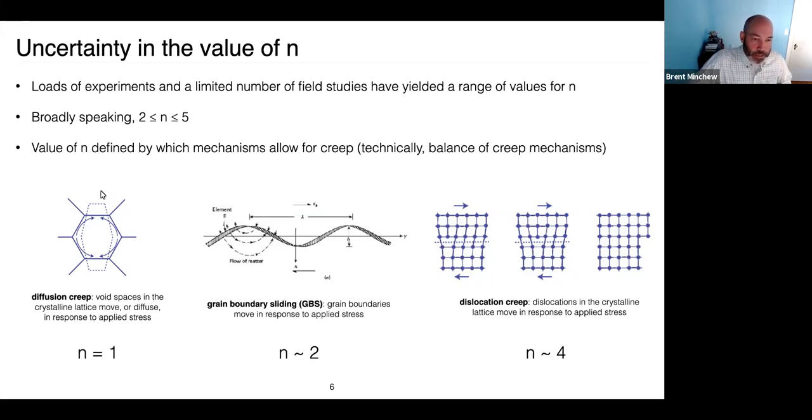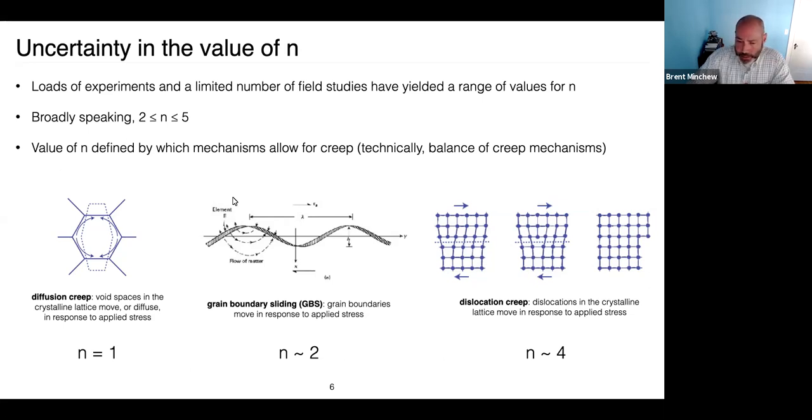Now, the value of n is really defined by which mechanisms allow for creep, or more technically speaking, it is influenced by the balance of creep mechanisms, which is to say that there are a number of different mechanisms that allow ice to flow as a viscous fluid. All of them are acting all of the time, but the relative importance of each one is going to dictate the value of the exponent if we take something like Glen's flow law, this single element power law relation between deformation rate and stress.